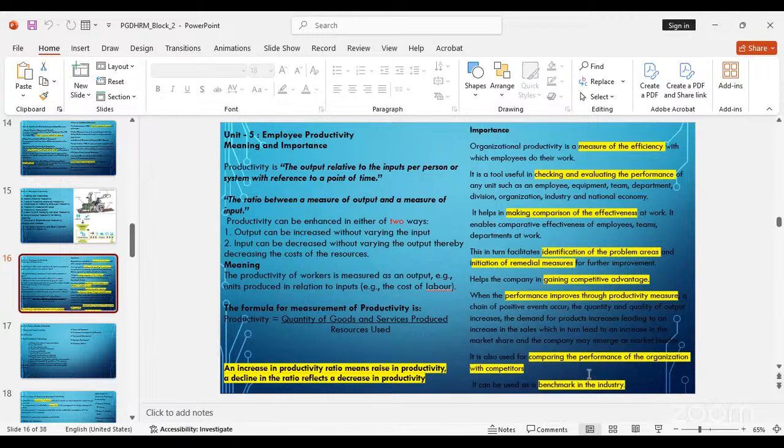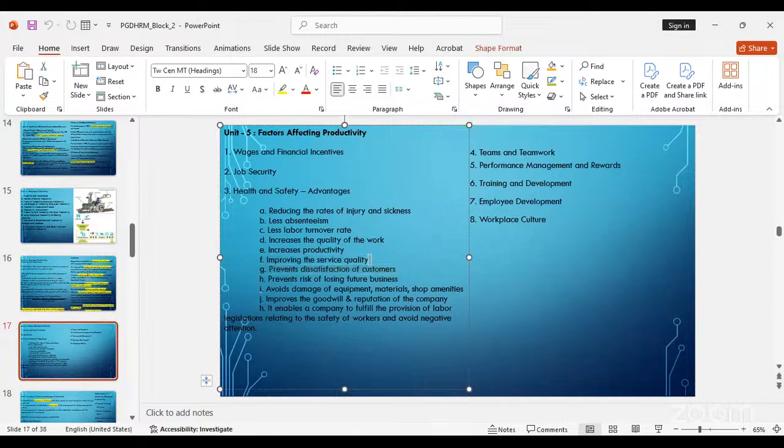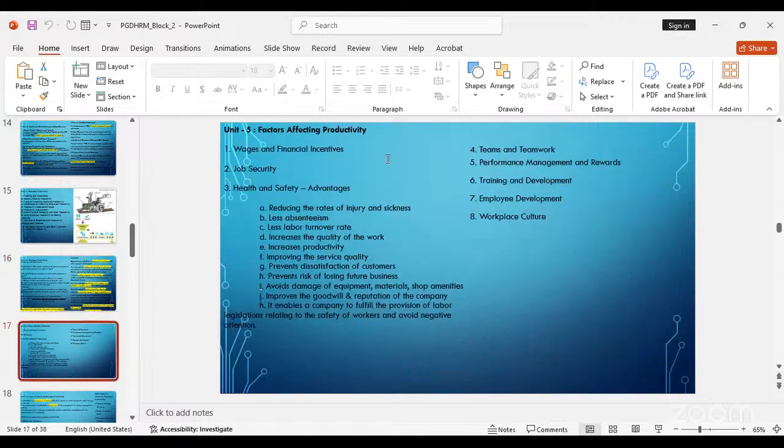It is also useful for comparing the performance of the organization with competitors. And it can be used to set benchmarks in the industry. So it's very important to have all this. These are some of the areas where organizations get benefited with improved understanding of the productivity of the employees.